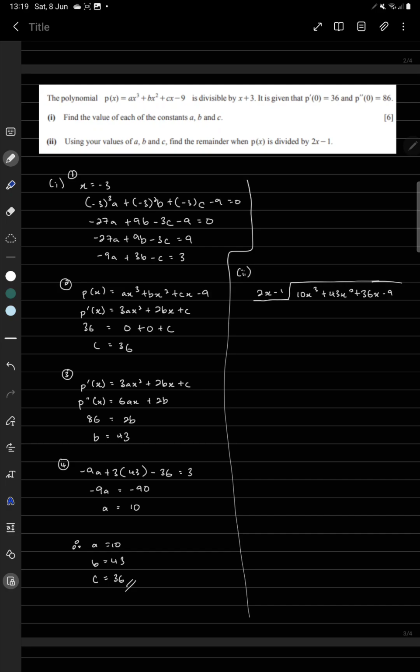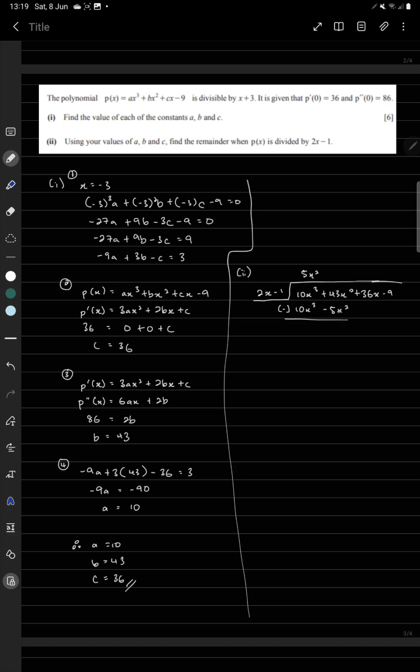So let's do this step by step. We have 10x cubed divided by 2x. That is going to give you 5x squared. Then 5x squared times 2x, you're going to get 10x cubed, so you want to eliminate this. Okay. Now you're not done. 5x squared multiplied with 2x gives 10x cubed, then you need to multiply 5x squared with negative 1. That's going to give you negative 5x squared. Now 10x cubed is definitely cancelled.